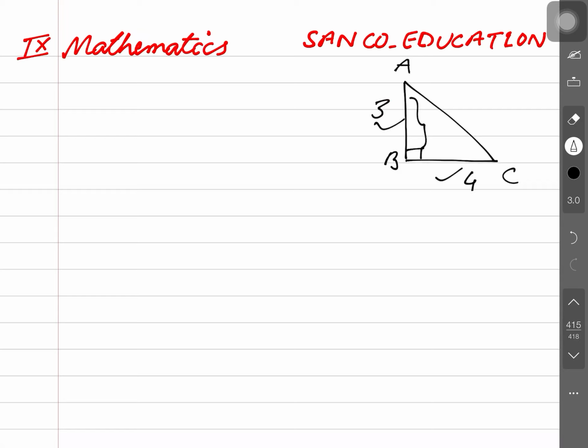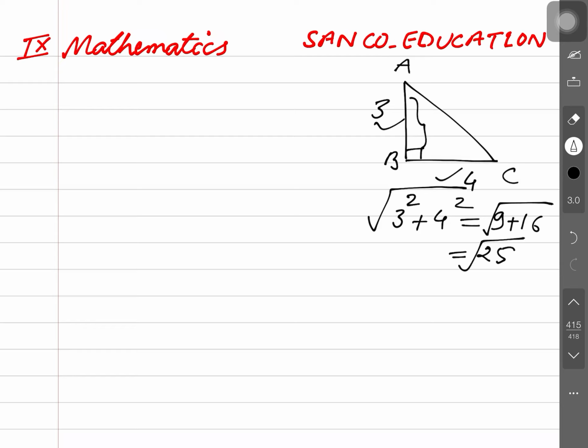If I take 3 units and 4 units, then 3 square plus 4 square is equal to what? It will come 9 and 16, together making 25. If I find the root of this number, is that clear or not? The root is 5, which means this hypotenuse will be 5.